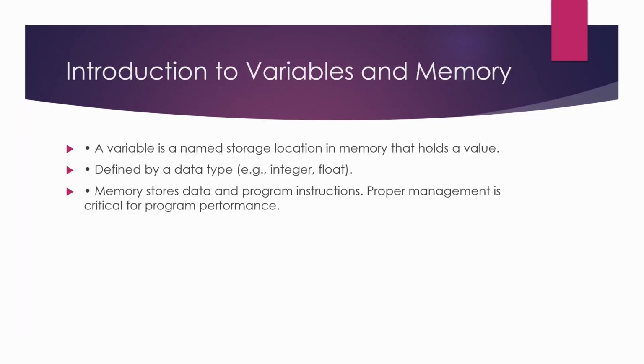To begin, let's understand what variables and memory are in programming. A variable is a named storage location in memory that holds a value. The type of data it holds is defined by its data type, such as an integer or a float. Memory, on the other hand, is where all your data and program instructions are stored while a program is running. Managing memory efficiently is critical for the performance and stability of software.